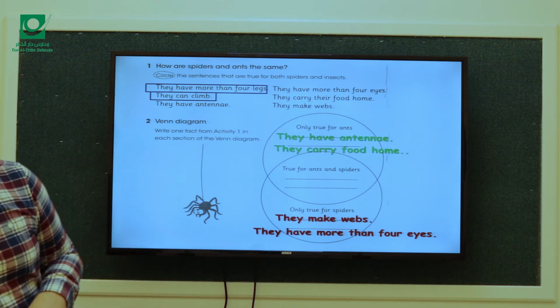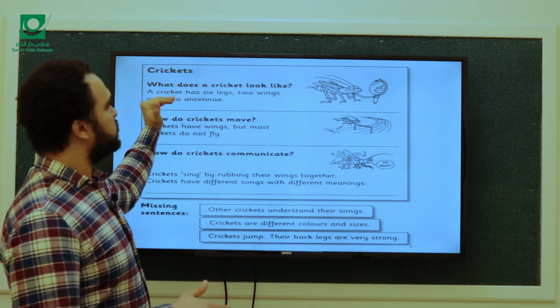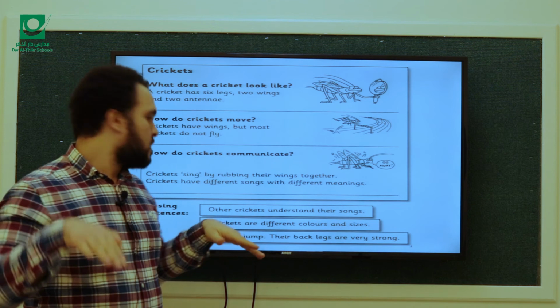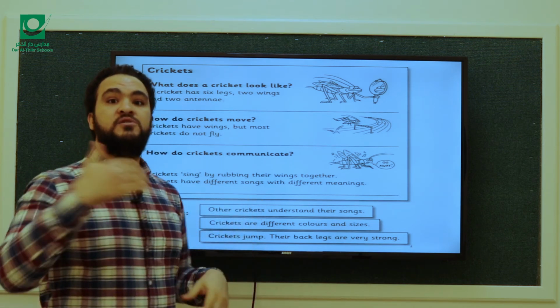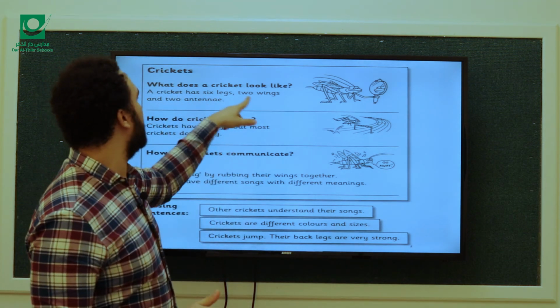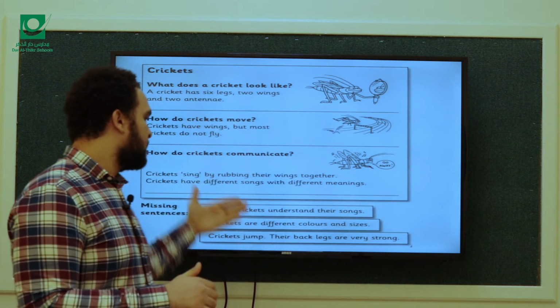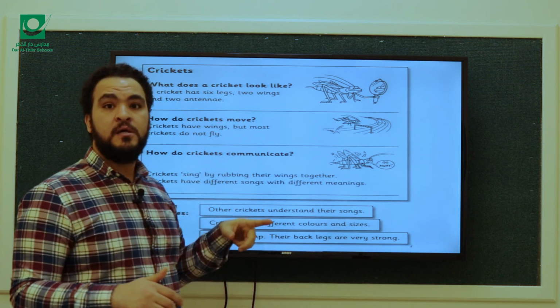Okay, let's go next, guys. Next page. Now we have a question and the answer. But the answer has 1 sentence missing. And they are here. We are going to match which one is right for which one. For example, a cricket has 6 legs, 2 wings, and 2 antennae. What does a cricket look like? So, do you have anything that we can put here?